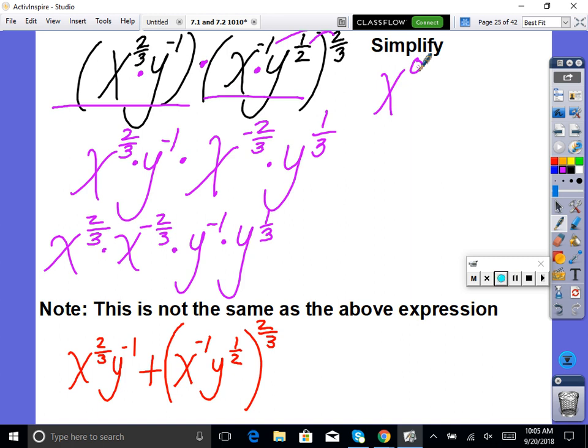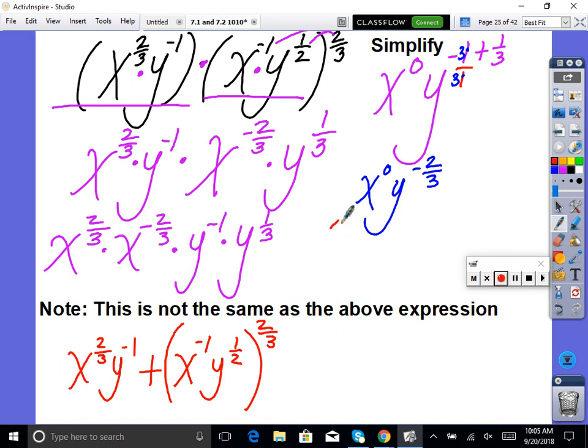Now put these together. When you multiply, you add. So when we have -1 plus 1/3, we would need a common denominator. So multiply by 3/3. So now what do we have? -2/3. So right now we have x to the 0, y to the -2/3. Now we need to simplify that because that's not appropriate. x to the 0 is? Gone. Good. 1. And then we flip that bad boy. Our final answer would be 1 over y to the 2/3. Don't write it as a radical. Why not? Because look, the original had fractional exponents. So leave it.